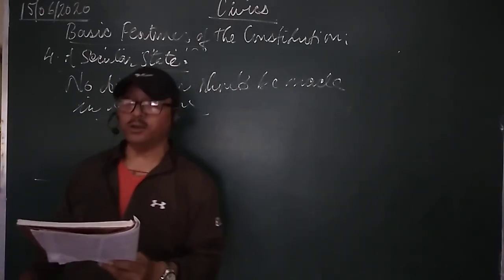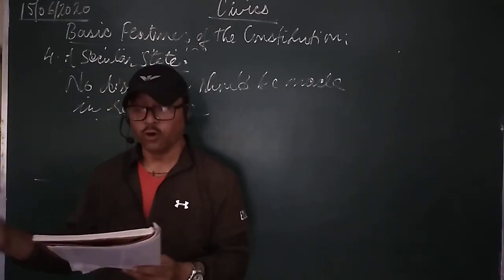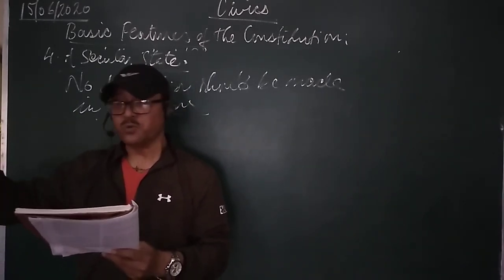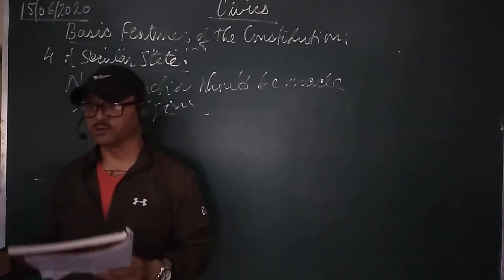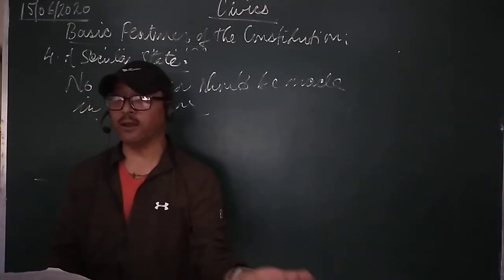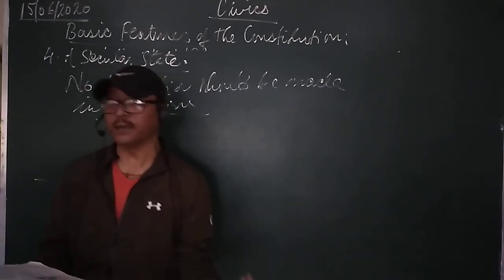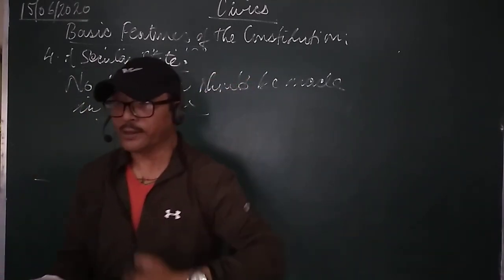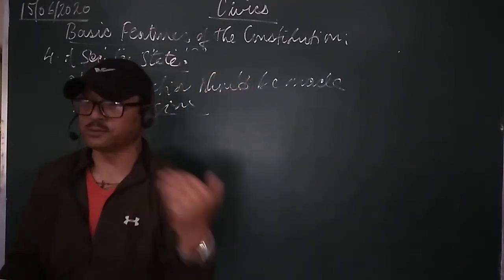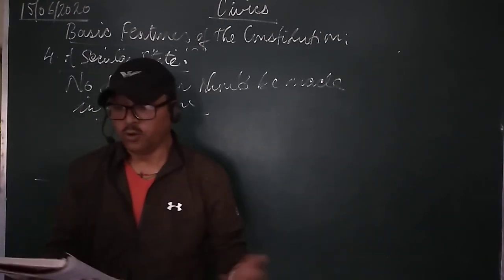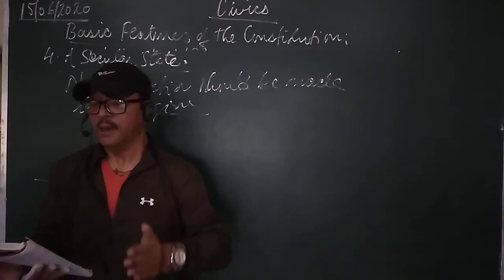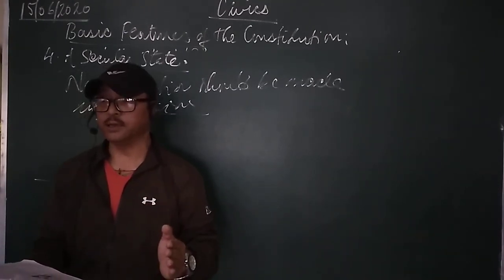And they all enjoy equal rights, no matter to which faith, which caste, which color, which sex he or she belongs. Is it clear? Whether he is a male or a female, whether he is black in color or white in color, whether he is from a higher caste or a lower caste, whether he is Hindu, Buddhist, Christian, Jain, whatever, no discrimination is made. Everyone is being treated equally before law. Is it clear? Got it.